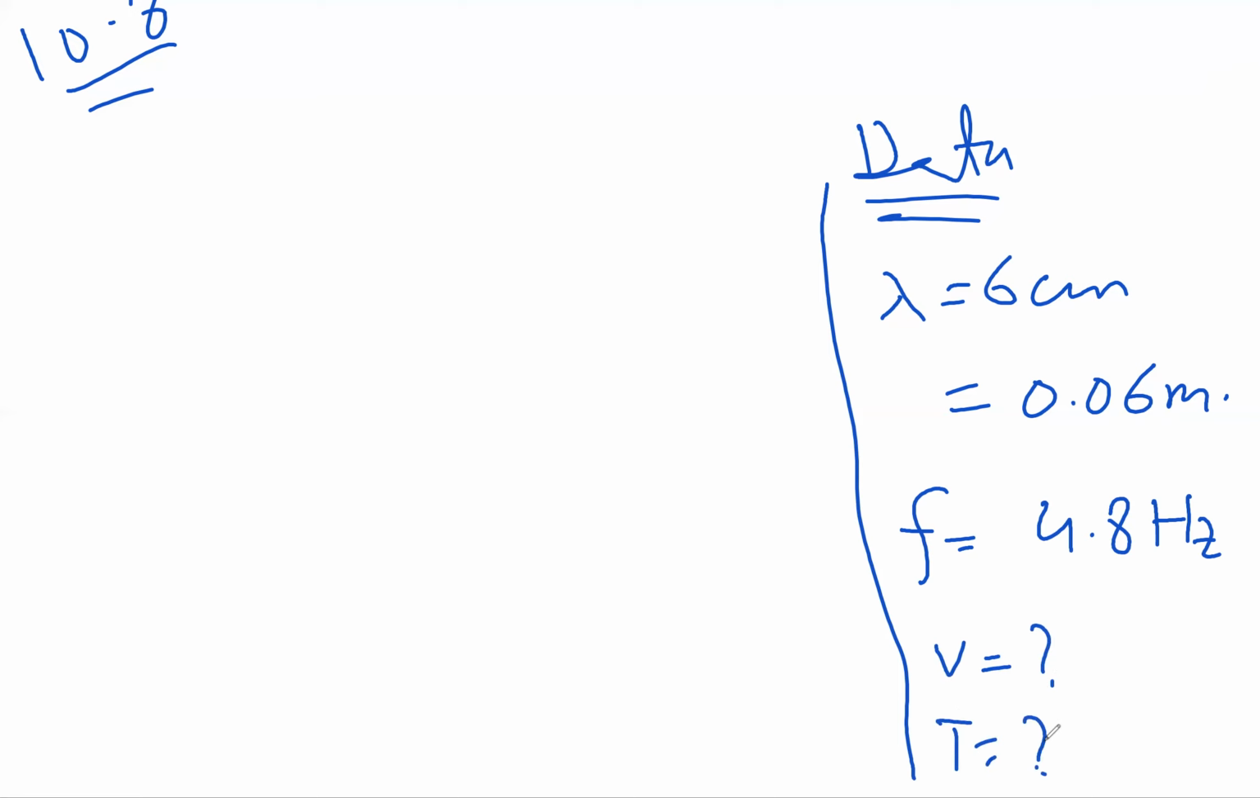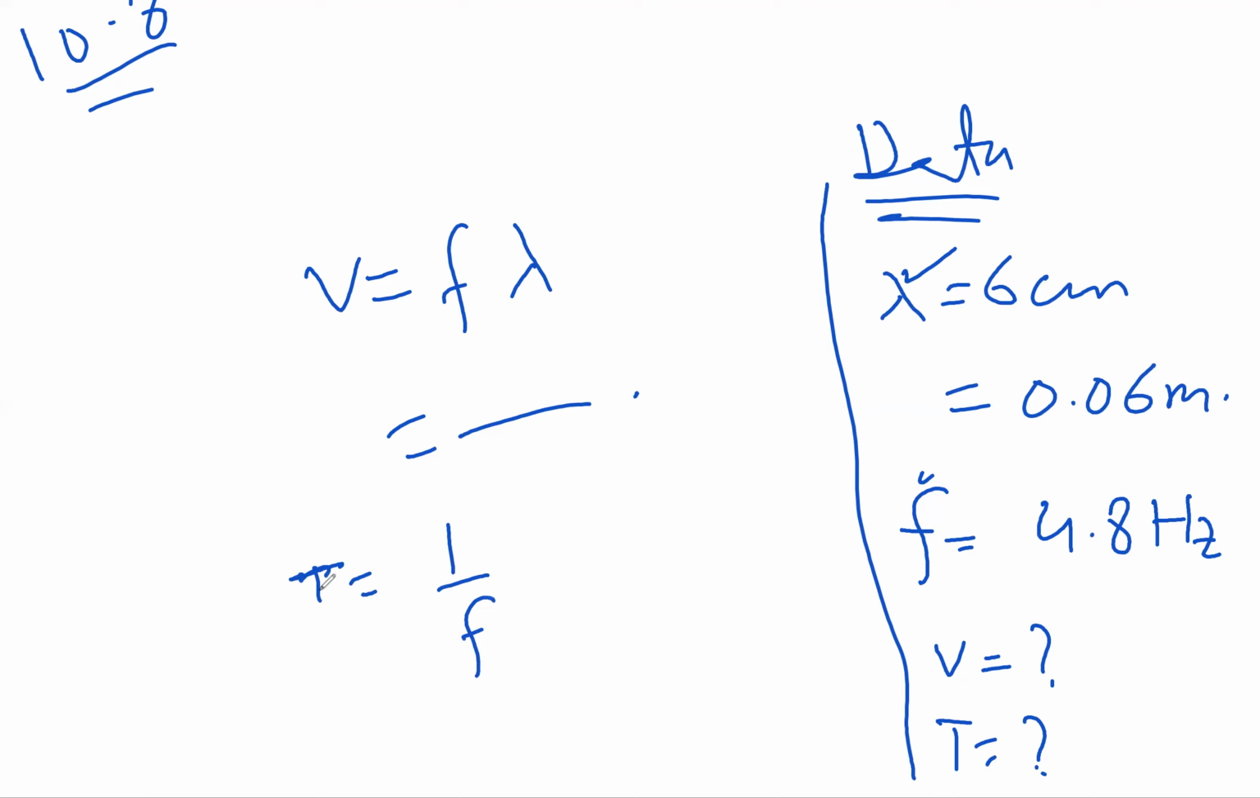Velocity can be calculated by V is equal to F lambda. Wavelength is given, frequency is given, so you can calculate. And time period is equal to 1 by F. So you can calculate by putting the value of frequency 4.8.